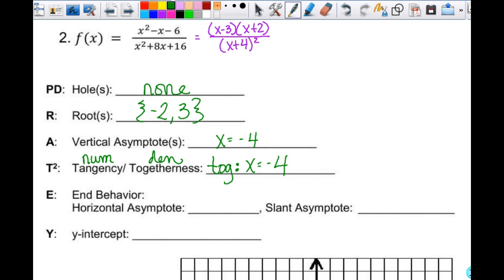All right, so then my end behavior, do I have a horizontal asymptote? Is it bottom heavy? What's the degree? Yeah, the degree of the numerator is 2, and the degree of the denominator is 2. So they're tied in degree. Even though this only has one little set of parentheses, it's still 2 times there. So this is still 2 over 2, so they're tied, which means y equals 1.